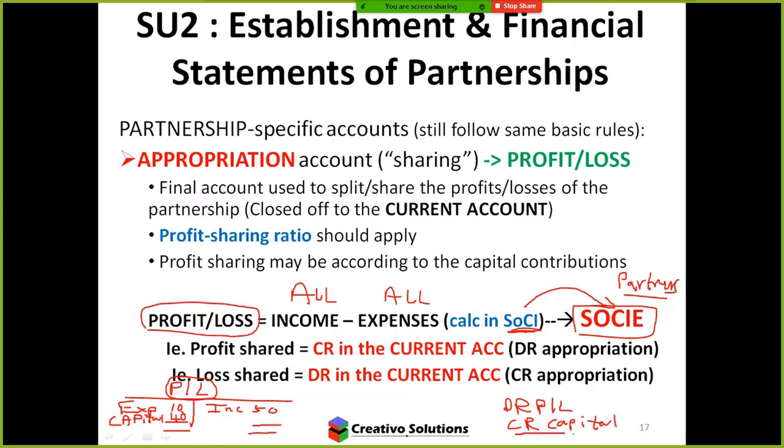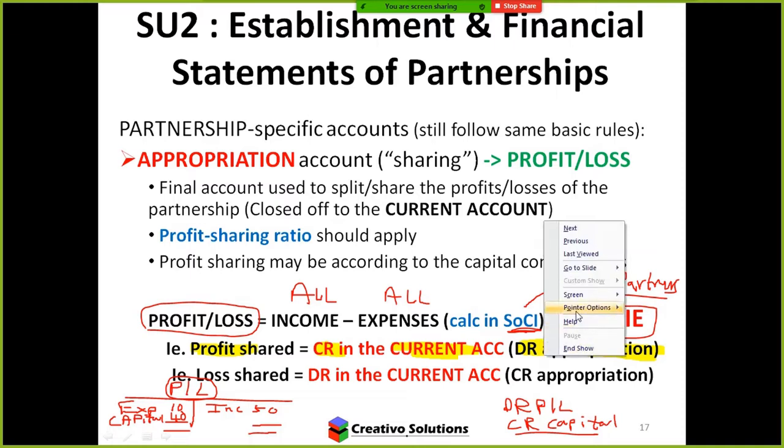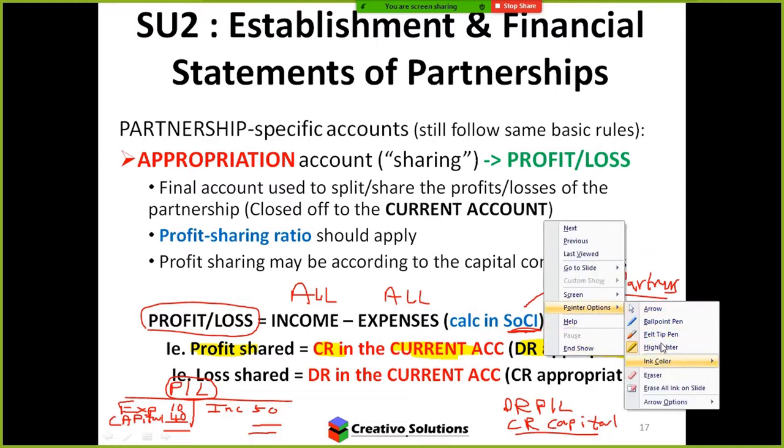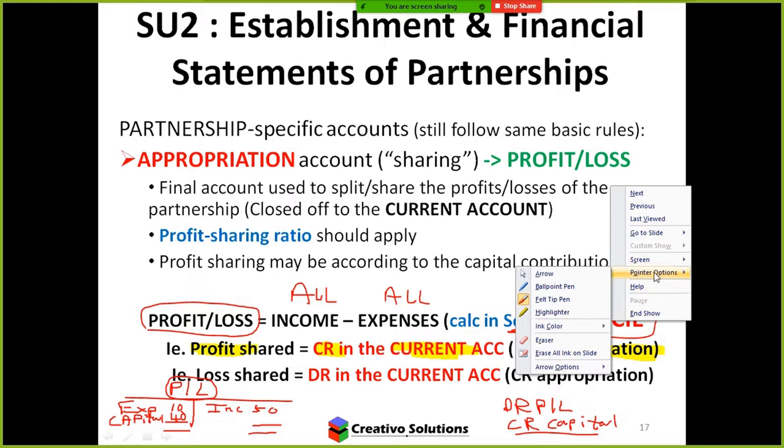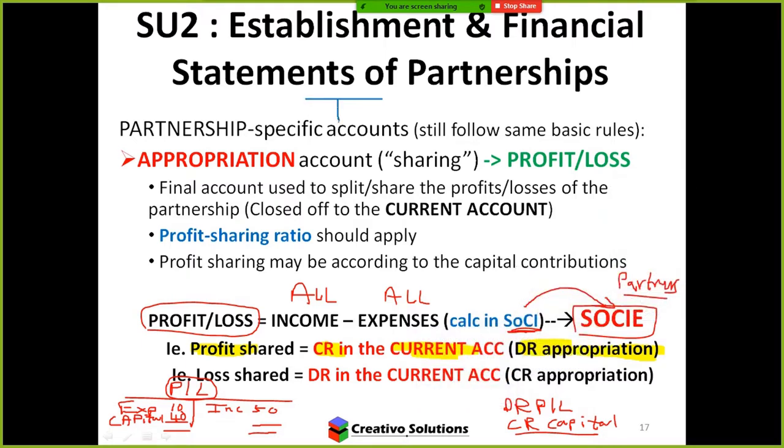Right, so notice the same thing applies here. If the business makes a profit, you will credit the current account and you will debit the appropriation. Do you see that? Okay, if it's the opposite, let me draw another diagram. What happens if you have something like this? Okay, I'm going to draw it up here. Profit and loss. Okay, let's assume your expenses are 100 and your income is 50.